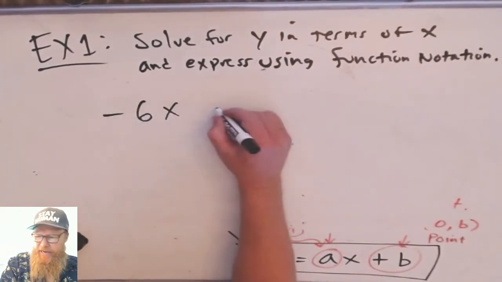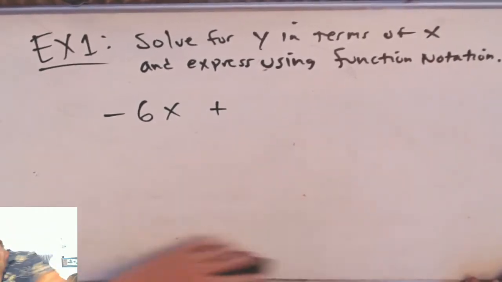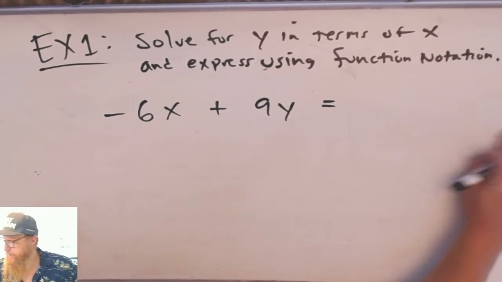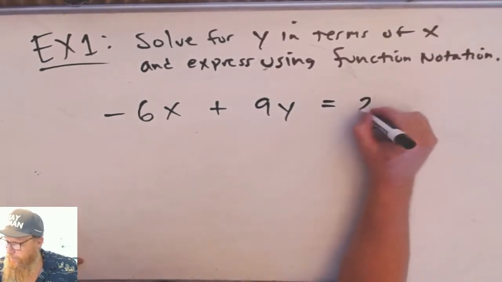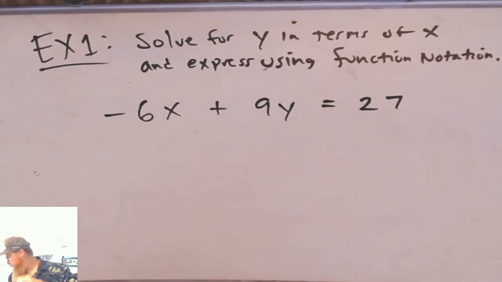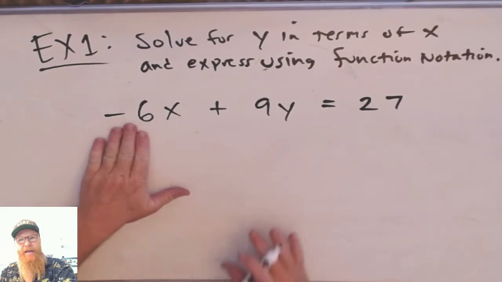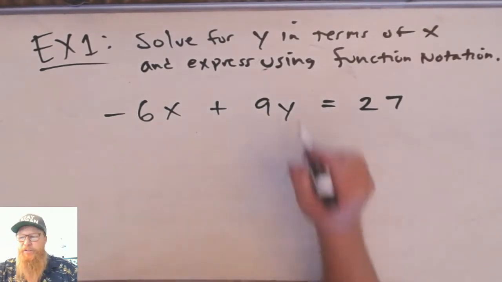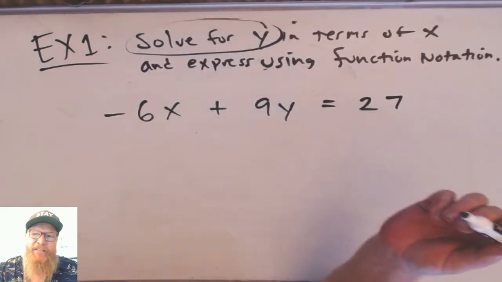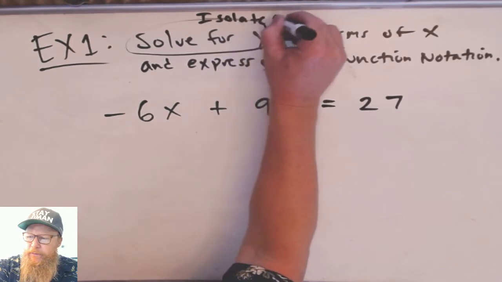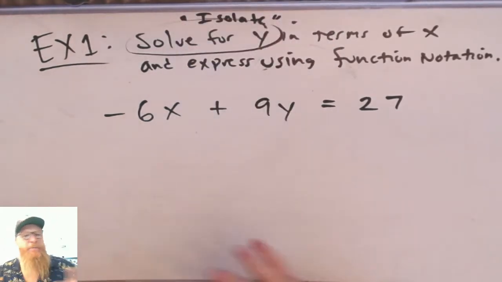Negative 6x plus 9y equals 27. All right, so A, B, C, kind of like in the introduction. And now I want to solve for y, also known as isolating y. Sometimes you'll say solve, sometimes you say isolate.